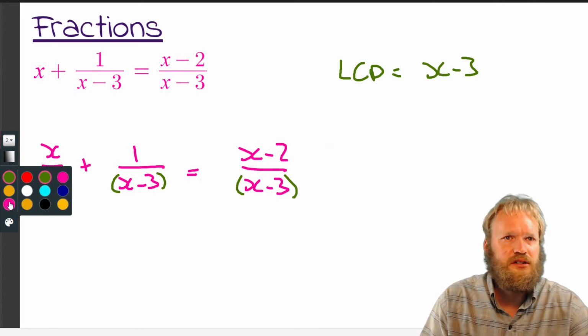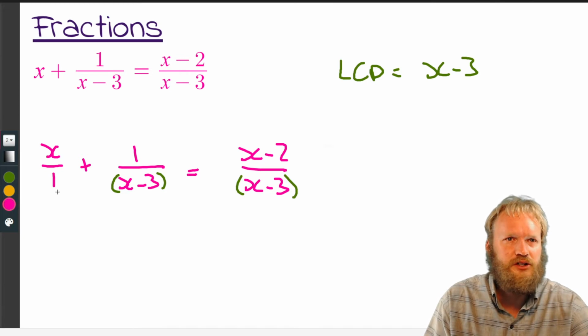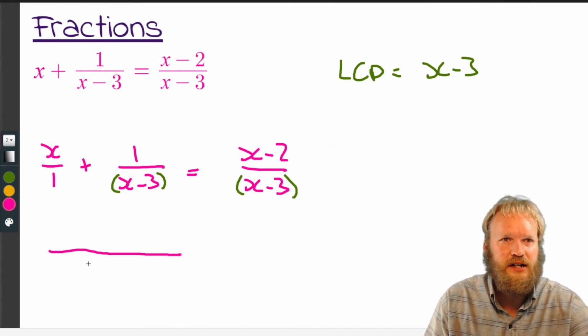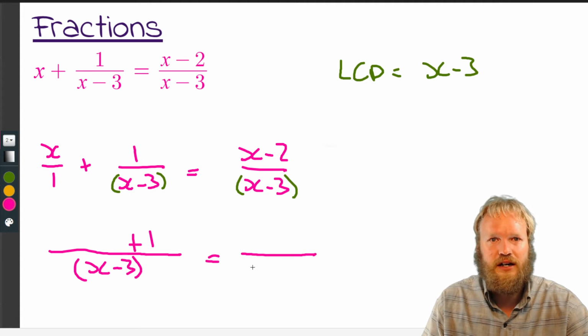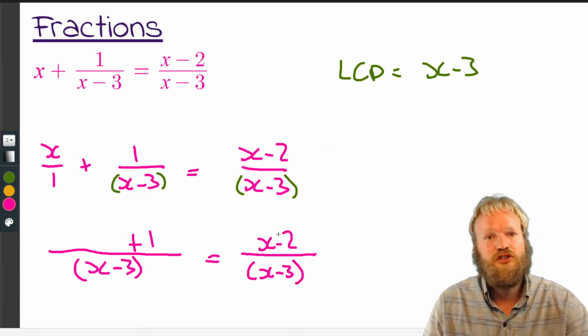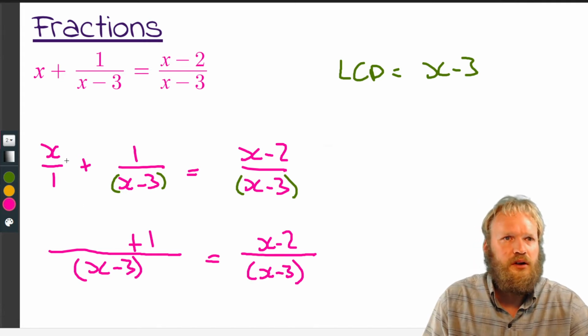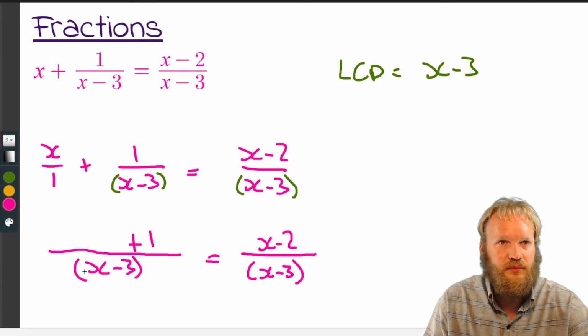Okay, so let's head for this and go, well, if we want to try this left hand side as over x minus 3, this plus 1 looks great. Plus 1 over x minus 3 looking good. The right hand side is already over x minus 3, and it's got x minus 2 in the numerator. What do we still need to multiply this 1 by to get to x minus 3? Well, we still need to multiply it by x minus 3.